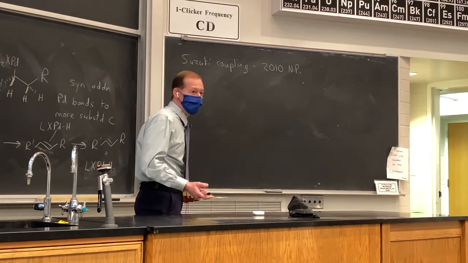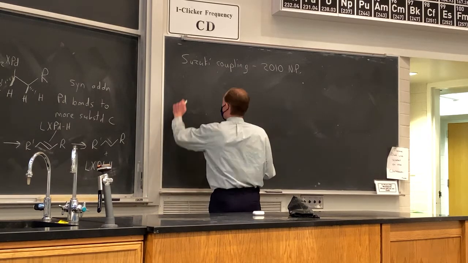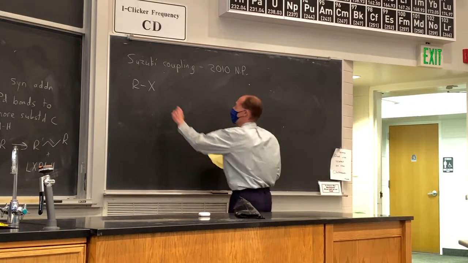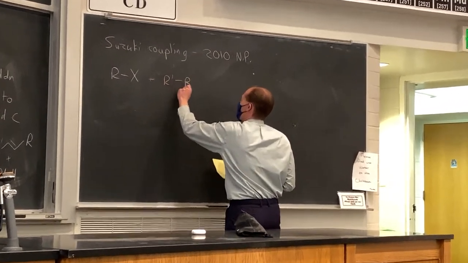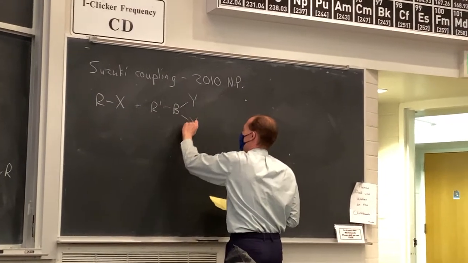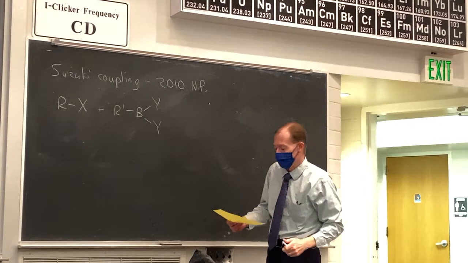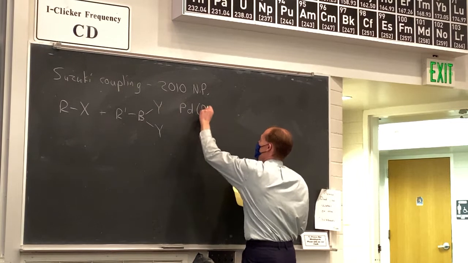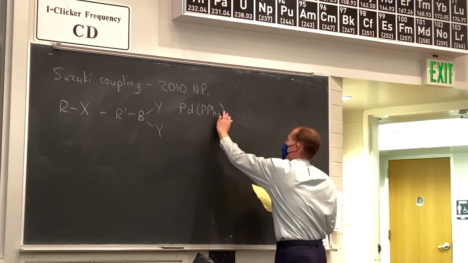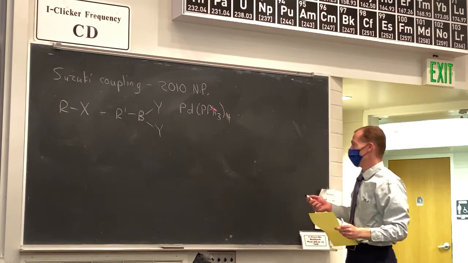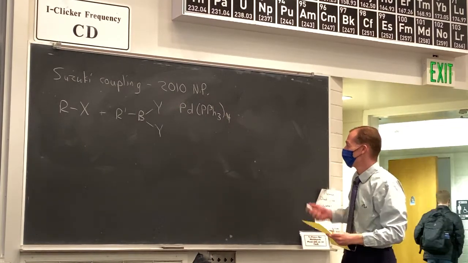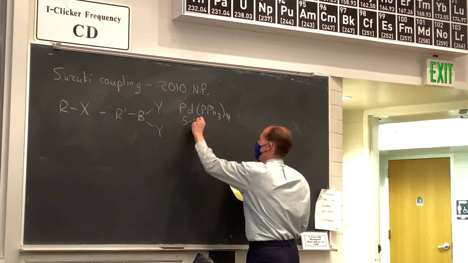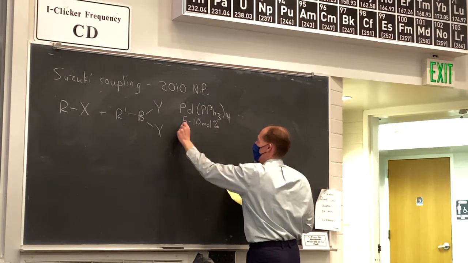So let's talk generally now about the Suzuki coupling. What are we accomplishing in this reaction? We're going to take an aryl or a vinyl halide. We're going to react that with a boronate reagent. We're using a lot of abbreviations here. We're going to define these R's and R primes and Y's in a moment. We're going to use a palladium catalyst. The most common one is palladium tetrakis triphenylphosphine. We're typically going to use about 5 to 10 mole% of this catalyst. Sometimes we can get away with less than that.